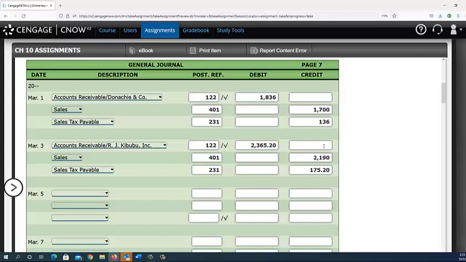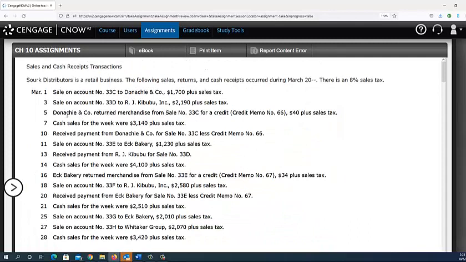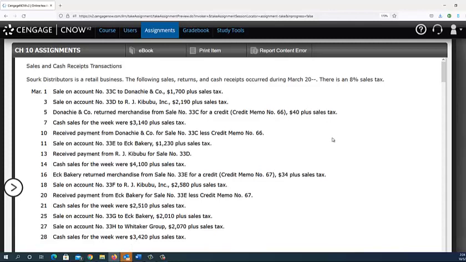Okay, on March the 5th, let's see what that entry is. Donacci and Company returned merchandise from sale number 33C for a credit. So we've issued a credit memo to Donacci and Company. It was $40 plus the sales tax. So let's go to our journal.